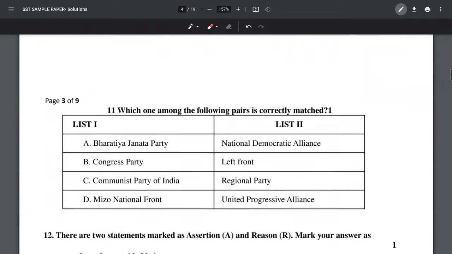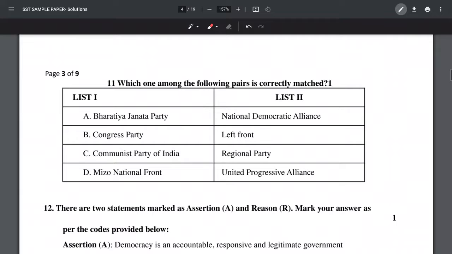Again, we have match the following. We have to choose which one is the correctly matched one. Bharatiya Janata Party, National Democratic Alliance. Yeah, that's correct. The first answer is correct. Let's see. Congress Party, Left Front. No, that's not correct. Communist Party is the regional party. Mizo National Front, United Progressive Alliance. No, that's wrong. So the answer will be A.